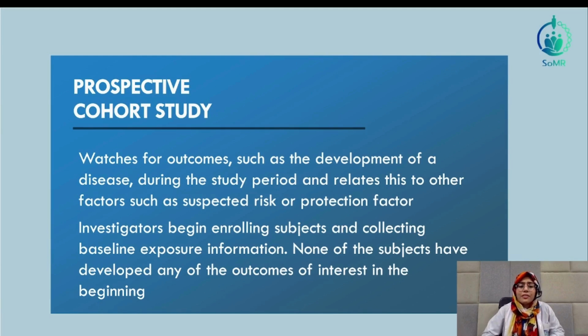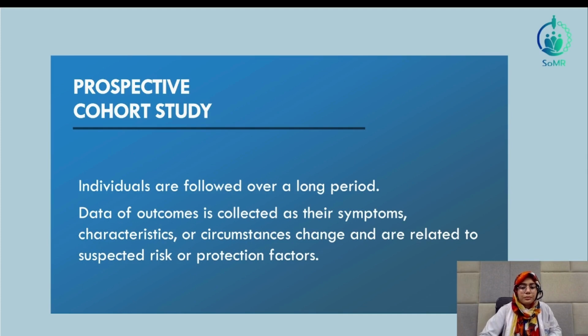Then comes the prospective cohort study. A prospective cohort study is one in which you take people and then study them for a limited period of time. None of the participants show the condition of interest. You watch for outcomes such as the development of a disease during the study period and then relate this to other factors such as the suspected risk or protection factors. The investigator begins enrolling subjects and collecting baseline exposure information. The individuals are followed over a long period of time and the data of outcomes is collected as their symptoms, characteristics, or circumstances.